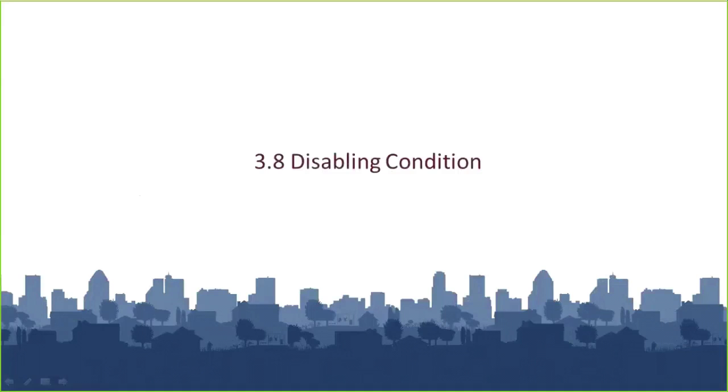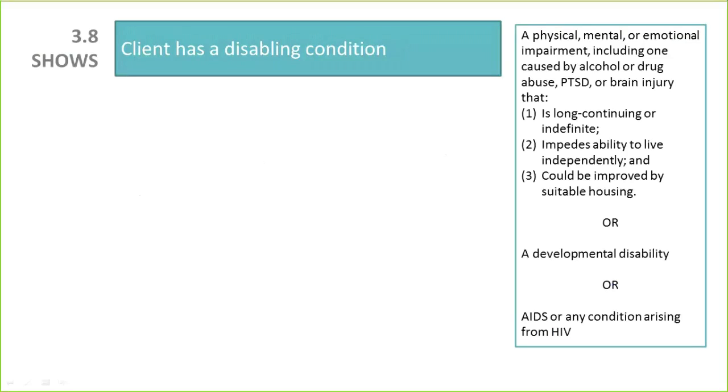Thanks, Karen. We're going to start with disabling condition, which is data element 3.8 in the HMIS Data Standards Manual and Dictionary. The universal data element disabling condition simply asks providers to indicate whether the client has a disabling condition, yes or no. And a disabling condition is defined as a physical, mental, or emotional impairment, including one caused by alcohol or drug abuse, PTSD, or brain injury, that (1) is long-continuing or indefinite, (2) impedes ability to live independently, and (3) could be improved by suitable housing, or a developmental disability or AIDS or any condition arising from HIV.